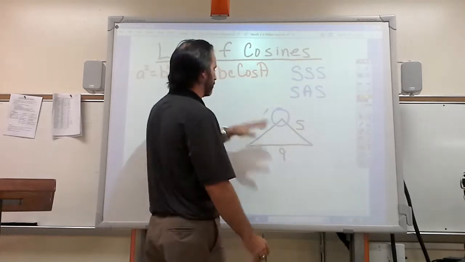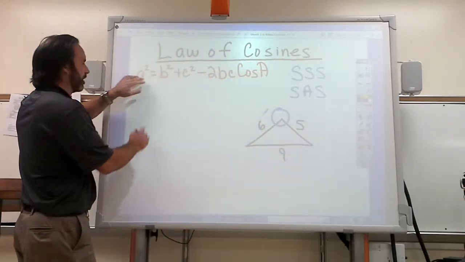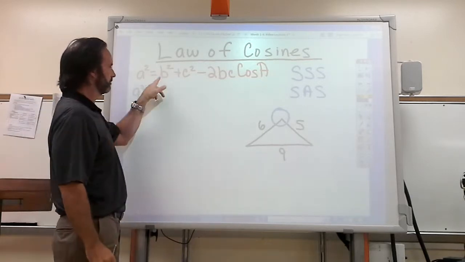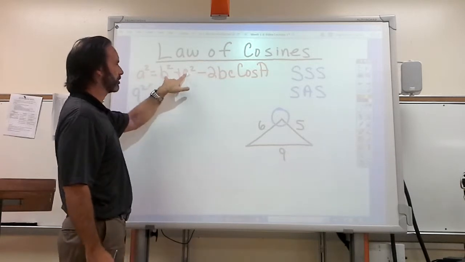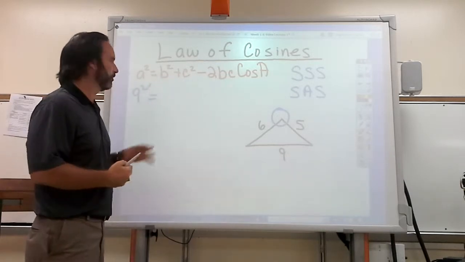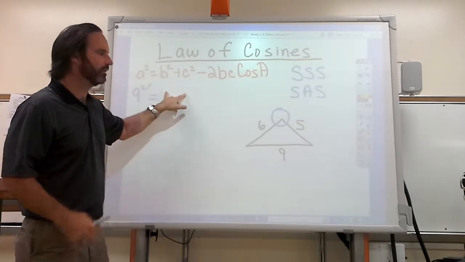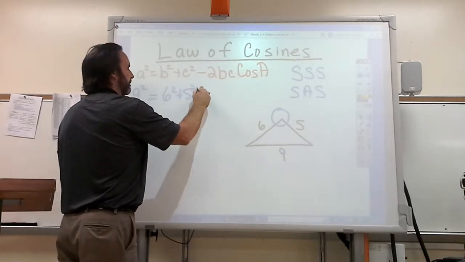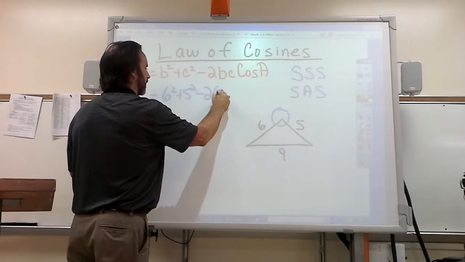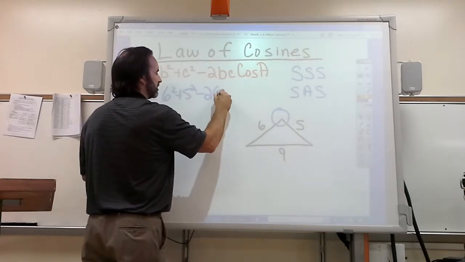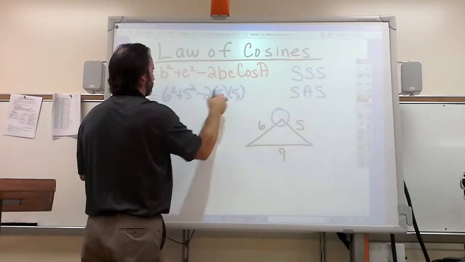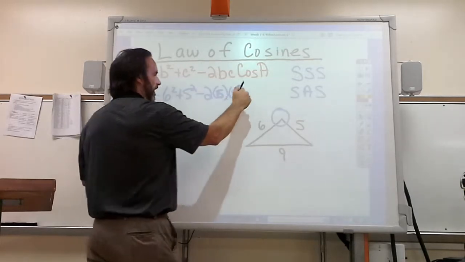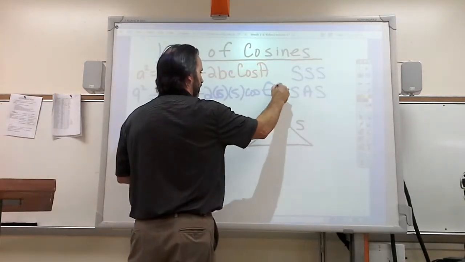Where does 9 go? When we're solving for this angle, 9 goes to the left of the equal sign. So 9 squared is going to equal the other two sides squared. A squared equals b squared plus c squared. I don't care what they're called. If one side's over here, the other two are over here. So 9 squared equals 6 squared plus 5 squared minus 2 times 6 times 5 times cosine of theta. It's real easy: this squared plus this squared minus 2 times this and this, times cosine of theta.